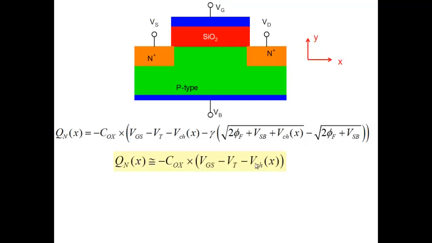At the source, V channel is equal to 0, because remember, V channel is being measured with respect to the source. So at the source, this term is 0 and you get Cox VGS minus VT. At the drain end, this term is equal to V drain, and therefore you get VGS minus VT minus VDS. But please be aware that there's an approximation sign here. Actual Q inversion has this extra term, which is also changing.